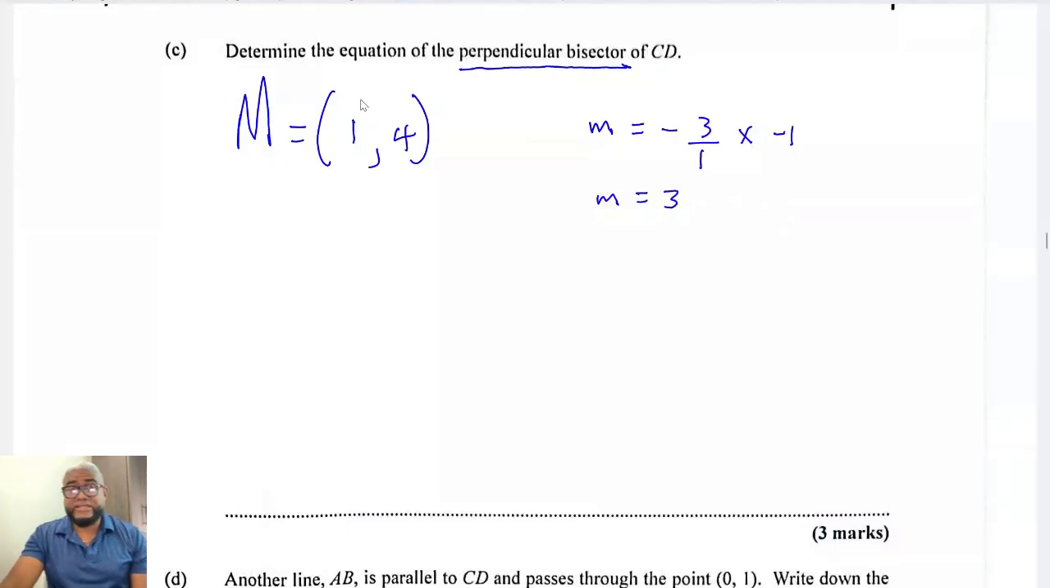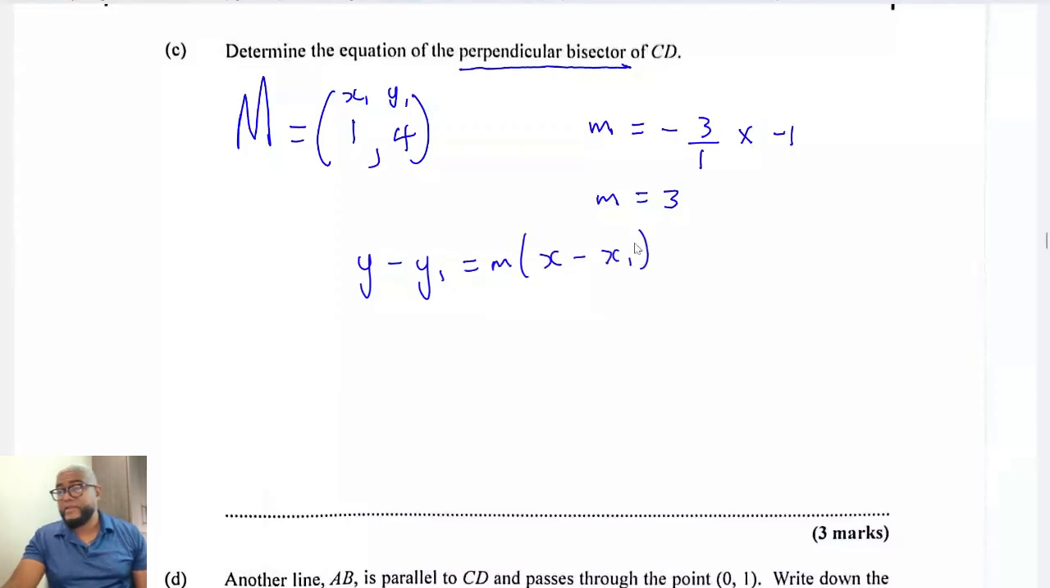Right? So we go to the equation. So this will be x1. This will be y1. Why can't I just write y is equal to mx plus c? Because I don't have the value of c. I'm going to use the formula to find the form, right? Y minus y1 is equal to m into x minus x1. This is the formula that you're using to find the form.